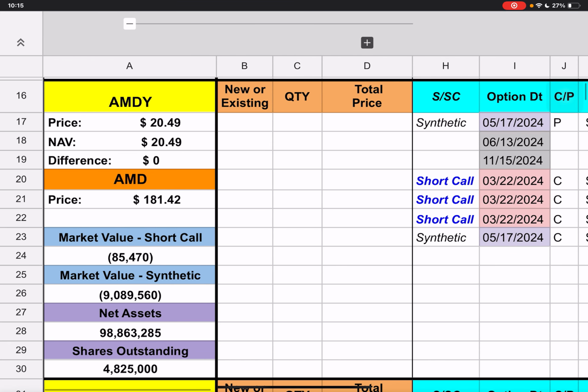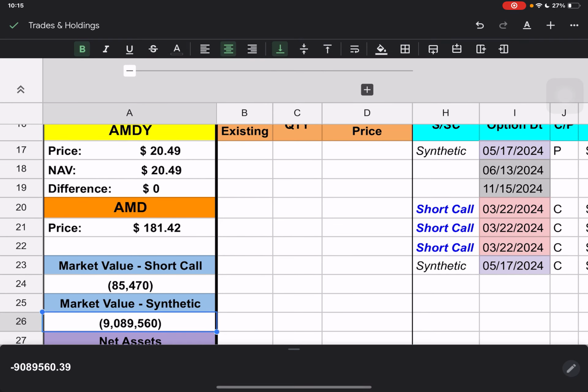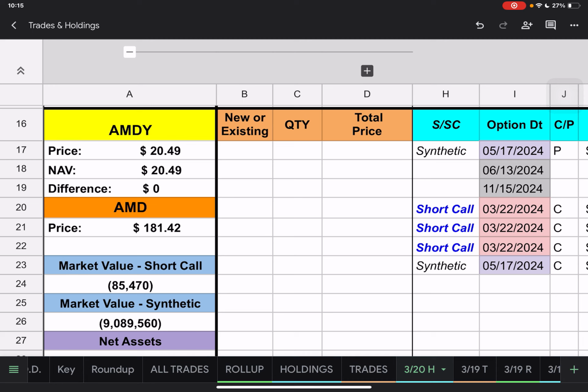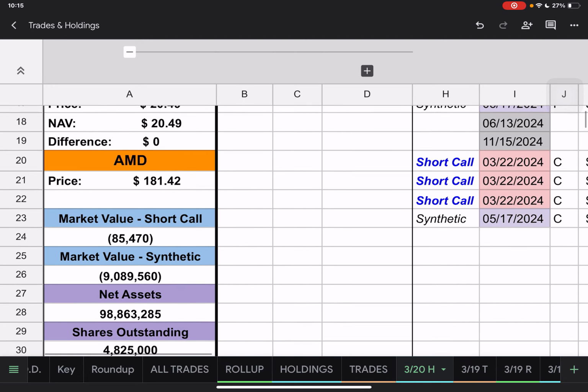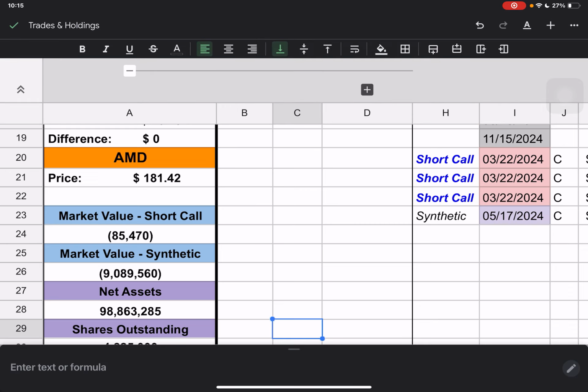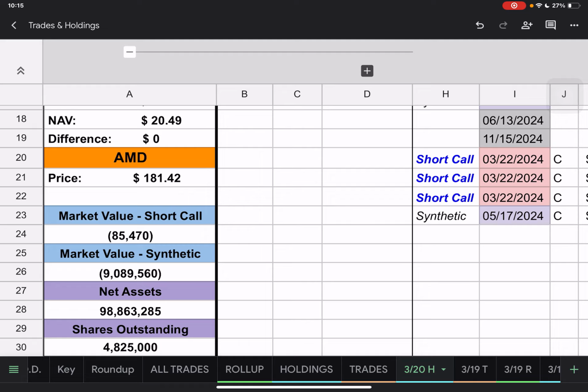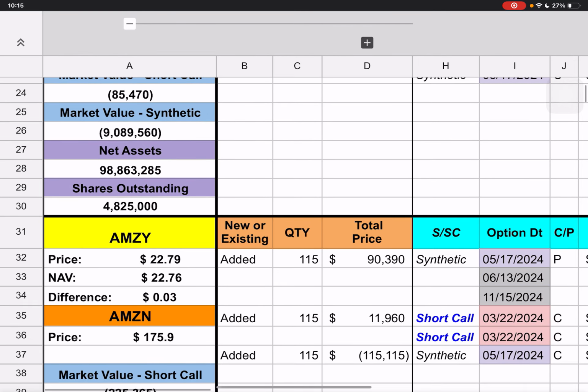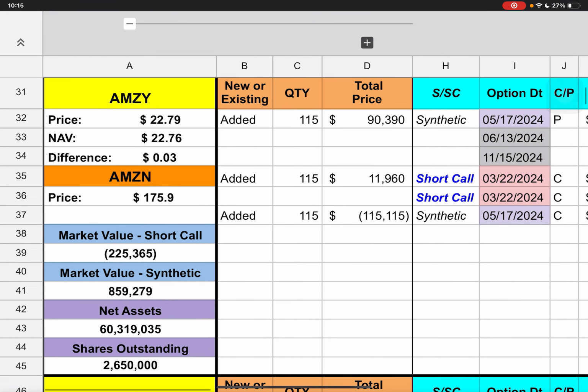Excuse me. So if we go over here, you can see the market value. I forgot that I had broken this down over here on the right, because I just did this weekend, I think. But if we wanted to close out that synthetic position, it would cost $9 million today. Of course, it doesn't expire for 2 months. So hopefully it will come back up. So let's move on down to AMSI.